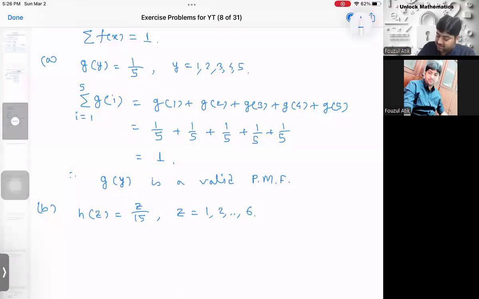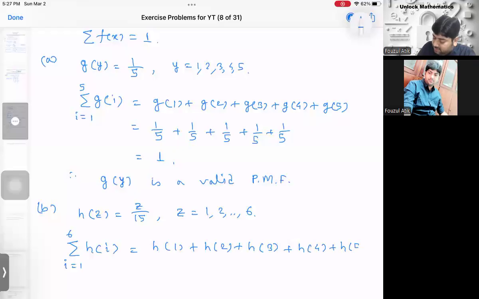We have to look into the second condition. So the summation should be 1. So the summation of h(i), i equal to 1 to 6. That means h(1) plus h(2) plus h(3) plus h(4) plus h(5) plus h(6). And this is basically h(1) is 1 by 15 plus 2 by 15 plus 3 by 15, 4 by 15, 5 by 15 and 6 by 15.